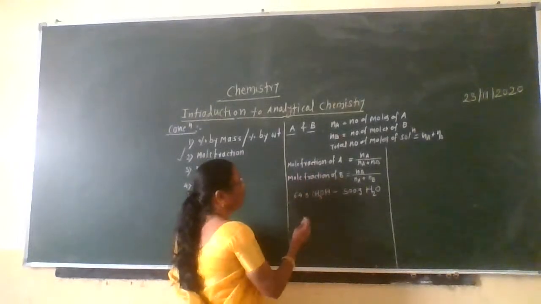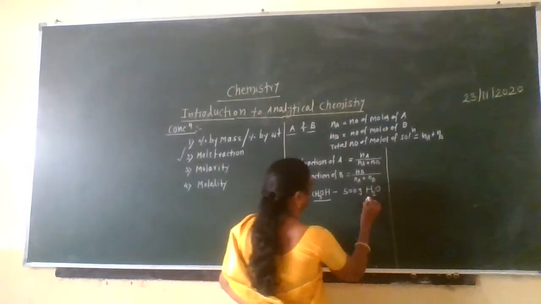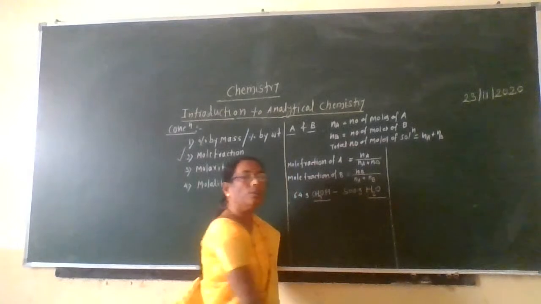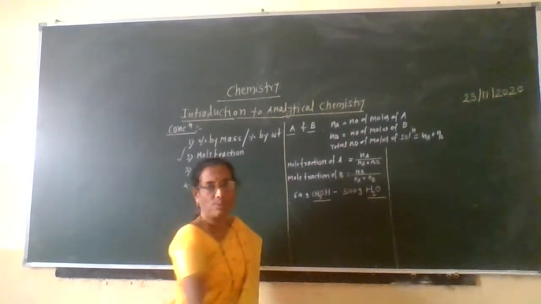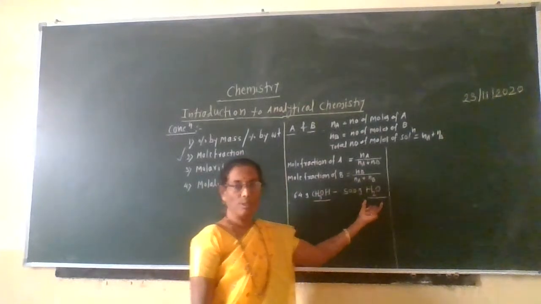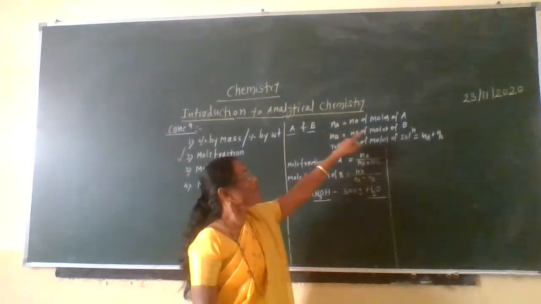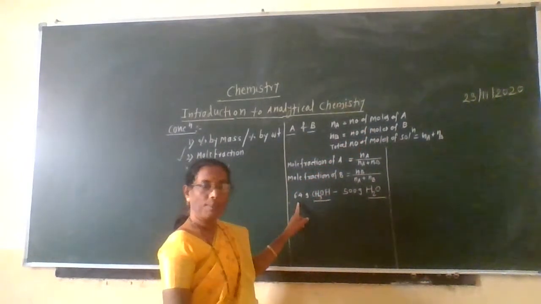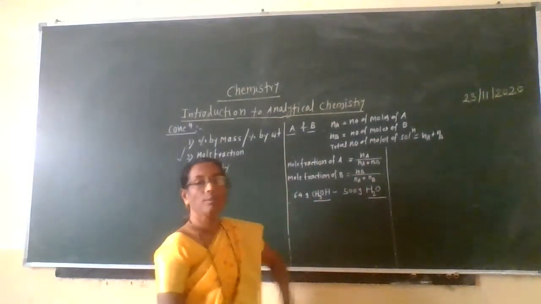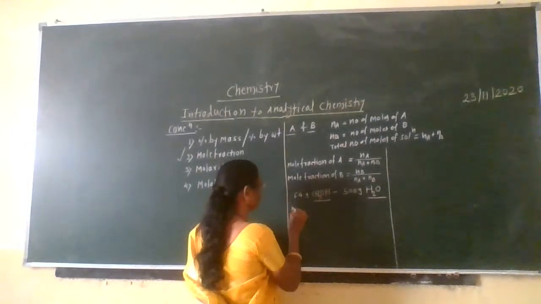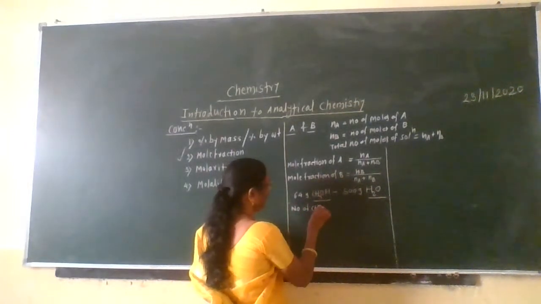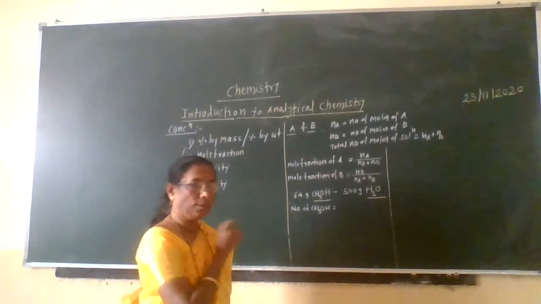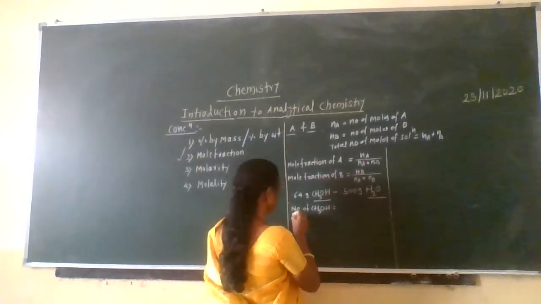Now, first of all, calculate the molar mass of both, the molar mass of the methyl alcohol and the molar mass of H2O. Why is it necessary to calculate the molar mass of the methyl alcohol and the water? Because the number of moles of methyl alcohol is nothing but the mass of methyl alcohol divided by its molar mass. So the number of moles of methyl alcohol can be calculated from its mass and its molar mass.